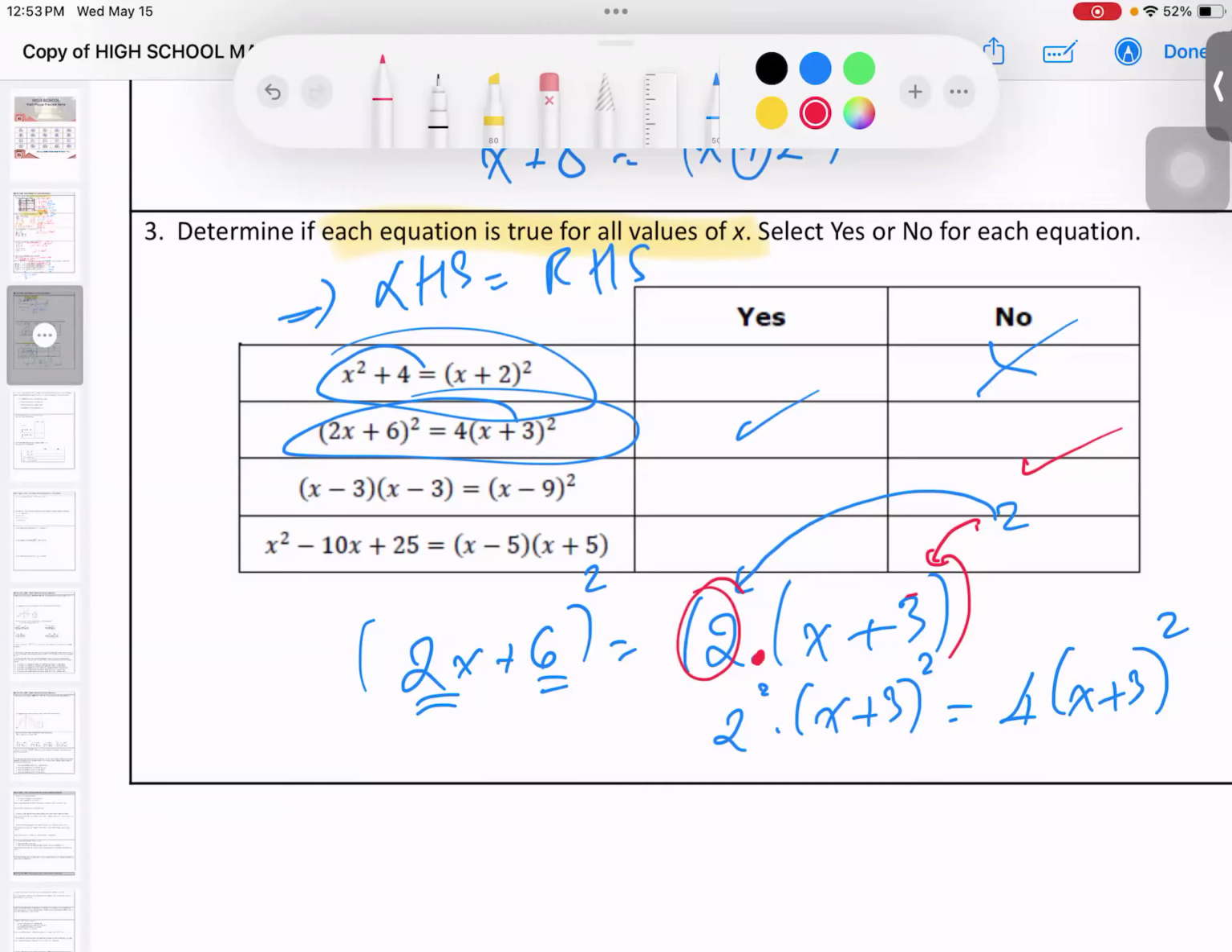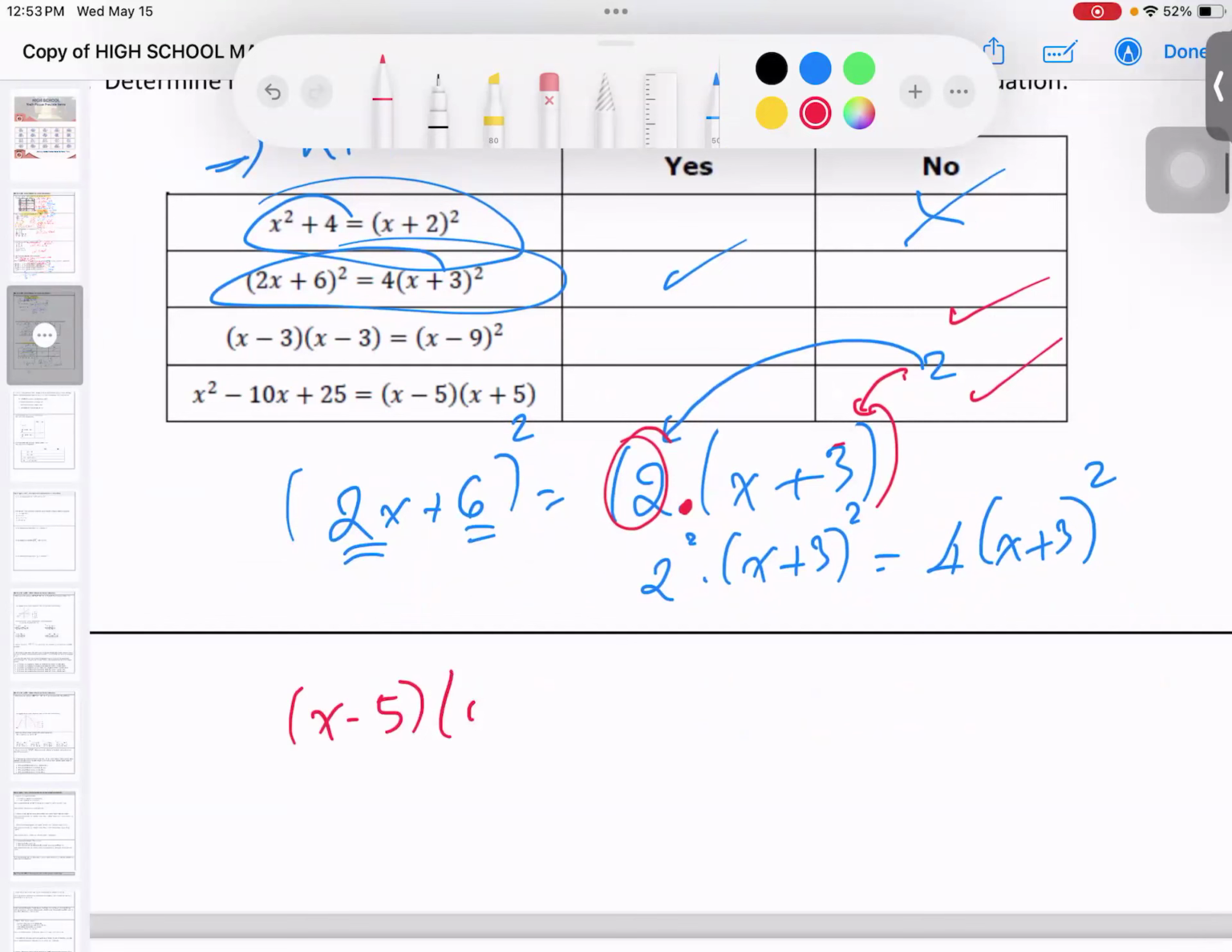Number, the last one. Yes or no? Yes? Okay, who says yes? All right, who says no? But the majority of you guys say right. This is no. Why is it no?